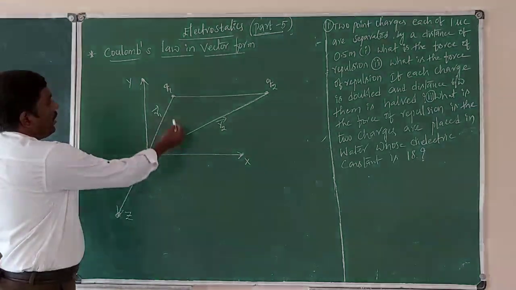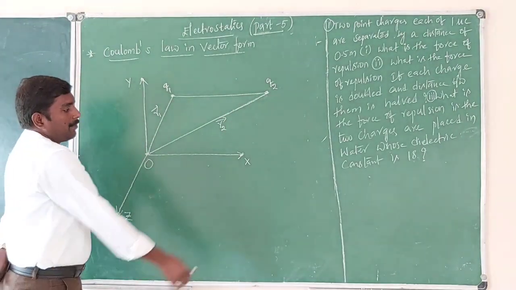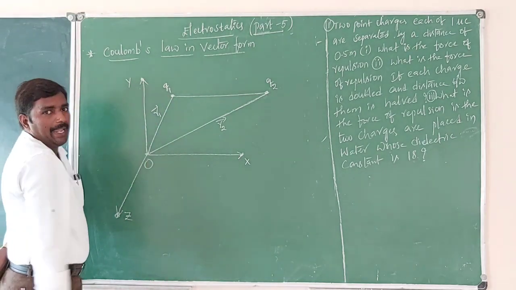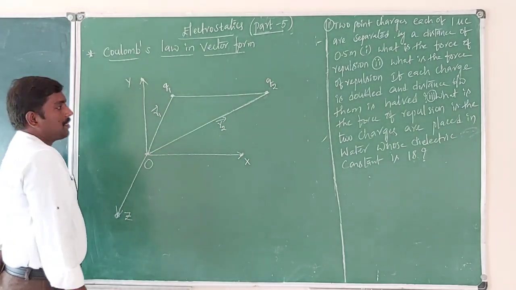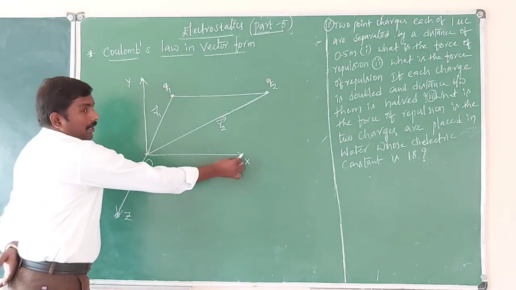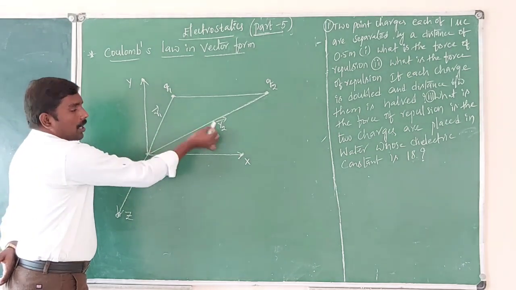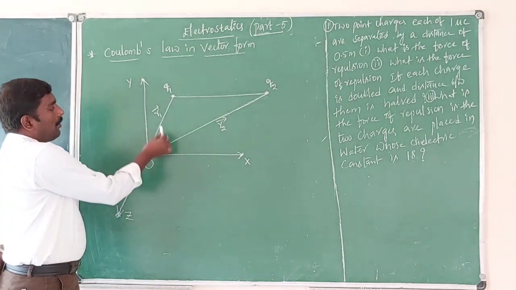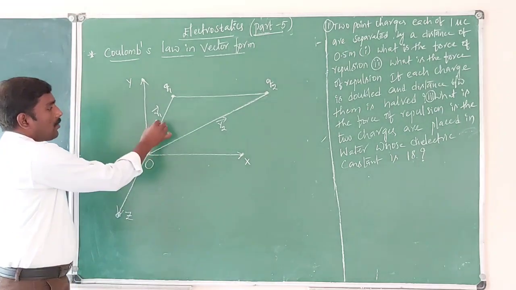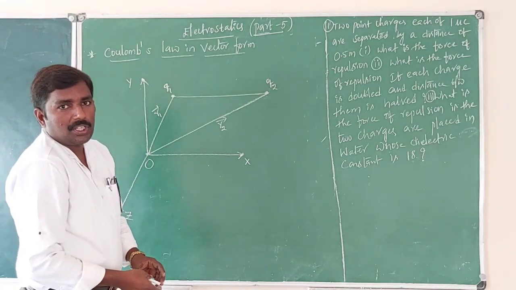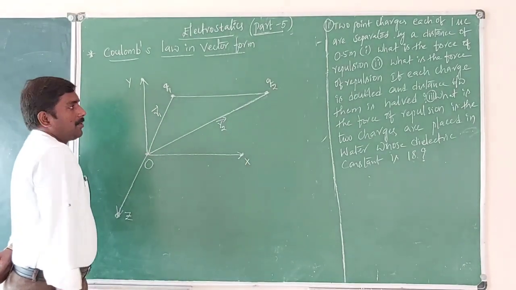Let Q1 and Q2 be the two charges kept in the X and Y plane at distances of R1 and R2 respectively, where R1 and R2 are the two position vectors.